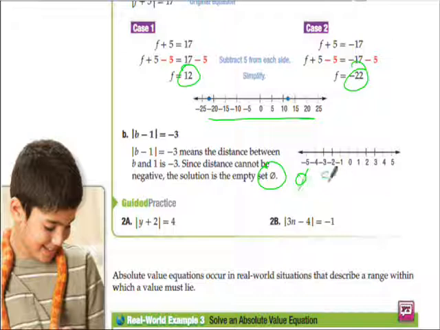This circle with a line through it, sometimes also represented by just the braces with nothing in there, because you can't get a negative from an absolute value. It's not possible, all right?